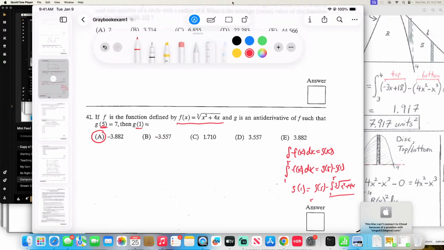Yes, Winston's right. FTC is the GOAT. If you understand FTC, there are so many questions on it. The reason there are so many questions is that it says fundamental theorem of calculus. What are you taking? Calculus.